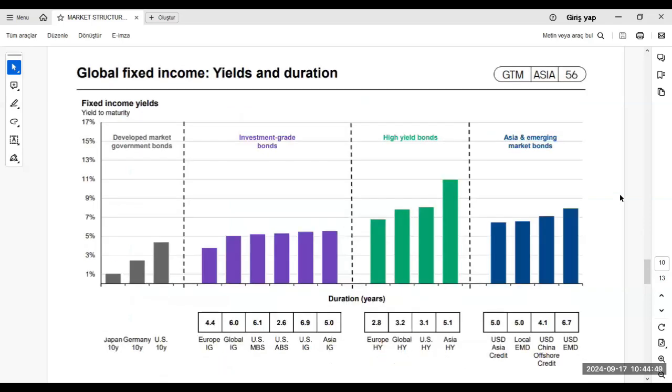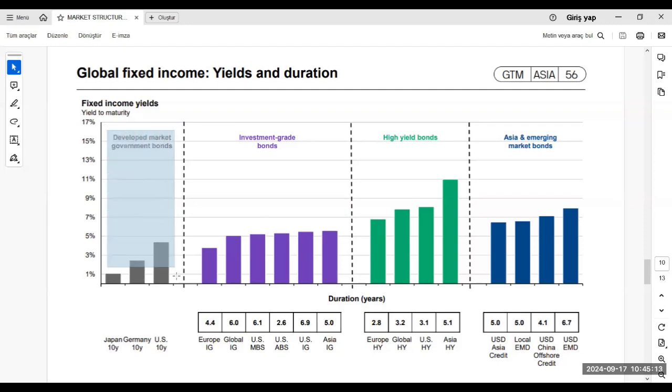And now, global fixed income yields and the duration. What do we mean by fixed income? Fixed income is a riskless asset in the financial market, meaning like 10-year treasury bond, like 30-year treasury bond, government bonds and treasury bills. Government bonds in the financial market are called fixed income.